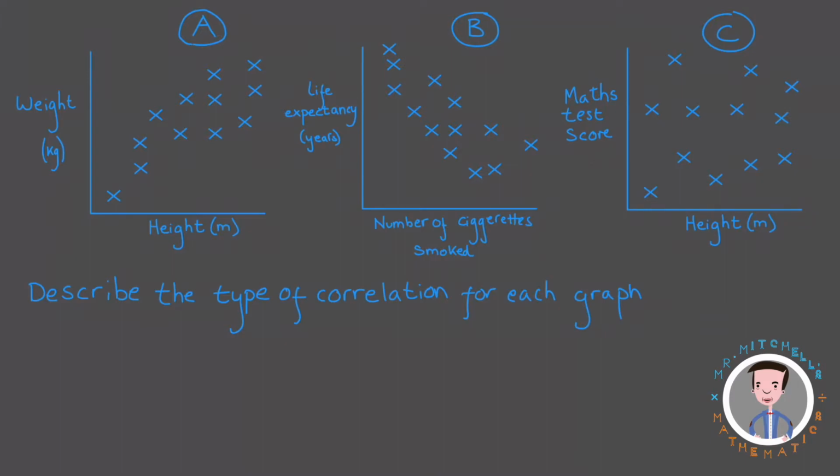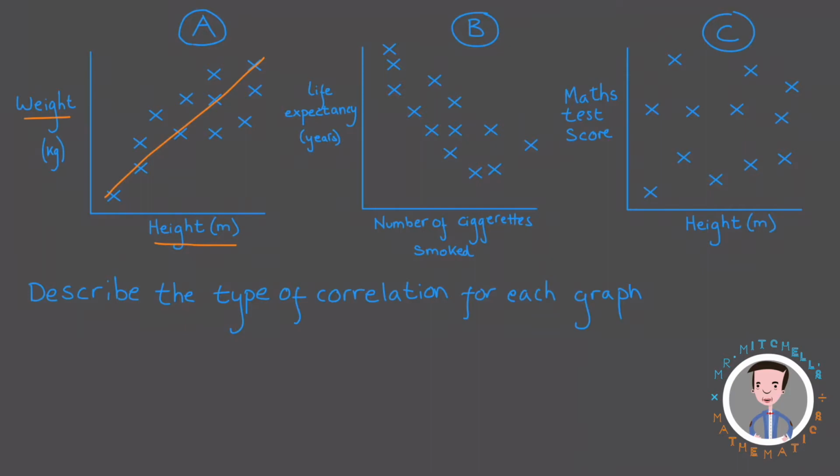In graph A, we have an example of positive correlation. That is because as x gets bigger, so does y. In this case, we have height and weight, meaning that as people get taller, on average in the population, they also get heavier.